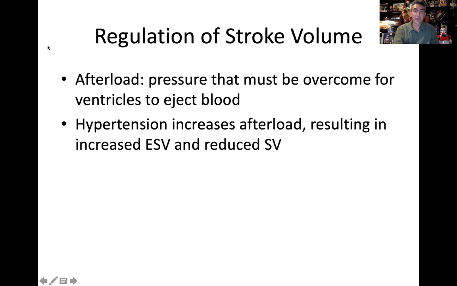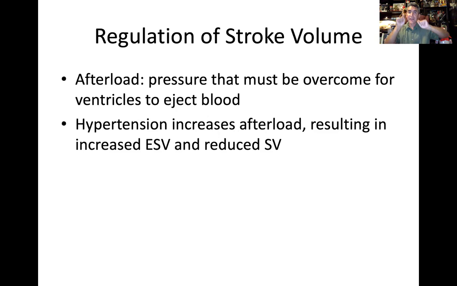So afterload is the pressure that must be overcome for ventricles to eject blood into the major arteries, the aorta and the pulmonary trunk. That's one of the bad complications of high blood pressure, of hypertension. It puts an extra heavy workload on the ventricle to eject blood into those major arteries. So hypertension increases afterload.